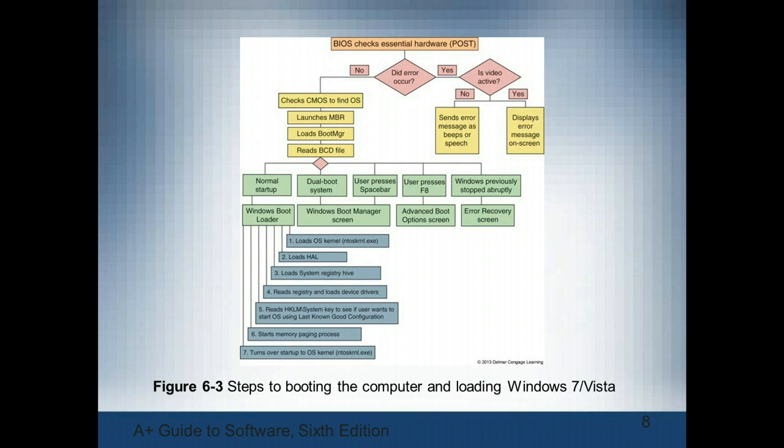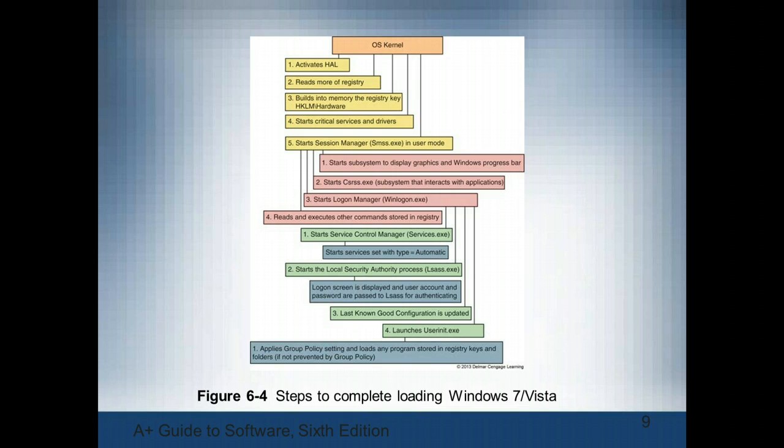Normal startup, the Windows bootloader loads the OS, the HAL, this process, and I think this is in the book also. Did an error occur? If yes, is the video active? No or yes? If yes, it displays the error message. If no, it's going to send us the beep codes. And that's the reason that there are beep codes: what if you can't see anything? If there is no display, you need an audible indicator. I think one of the issues there becomes a lot of machines come now without speakers. So you may or may not actually hear those things.